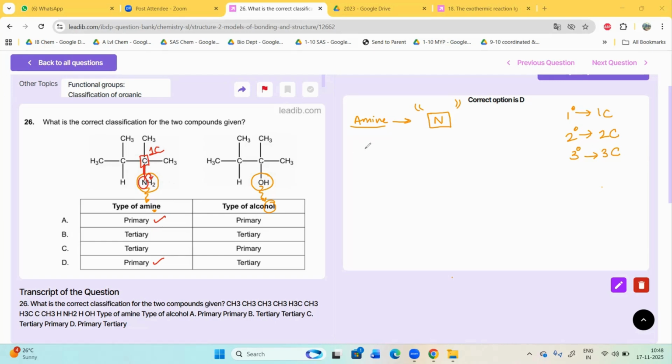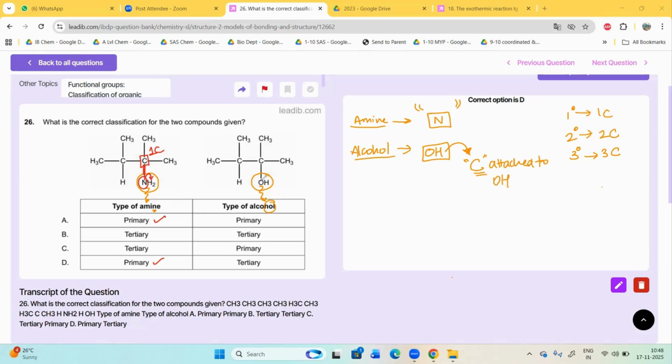Now we have alcohol. What about alcohol? Alcohol has OH as the functional group. So do I look for oxygen? No, we do not. For other groups except amine, we look for carbon. We look for the carbon which is attached to the OH.